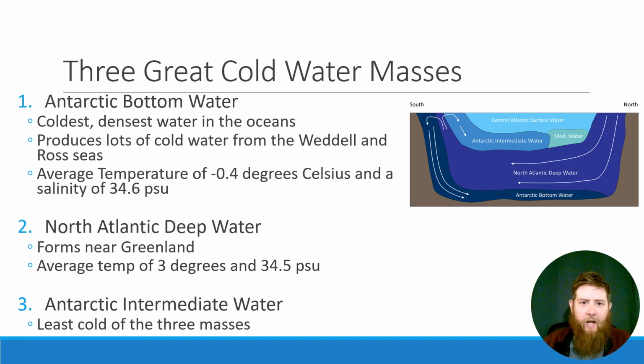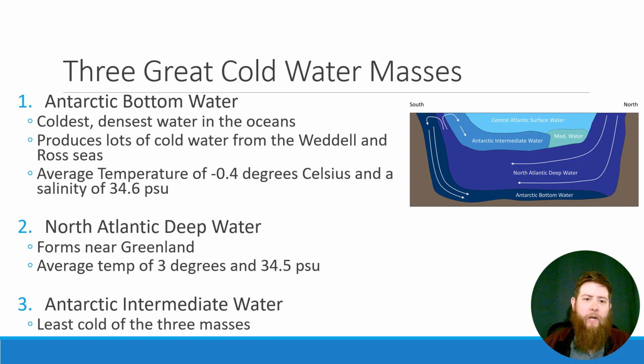There are three cold water masses and great cold water masses where most of our cold water is coming from. And they are in order here of coldest down to warmest. The first is the Antarctic bottom water, coldest, densest water in the oceans. There's lots of cold water from the Weddell and Ross Seas. The average temperature of this is negative 4.4 degrees Celsius, and it has a salinity of 34.6 PSU.